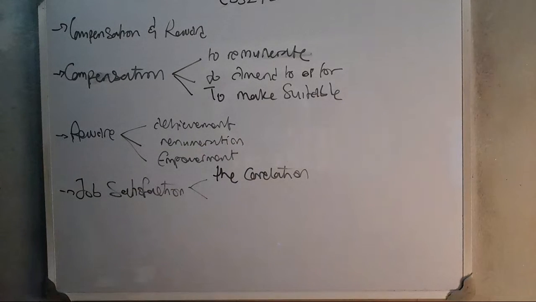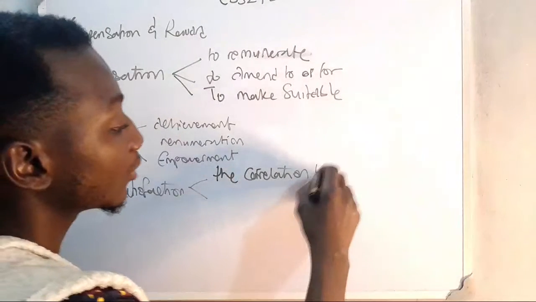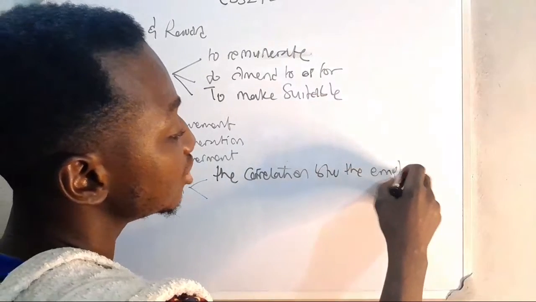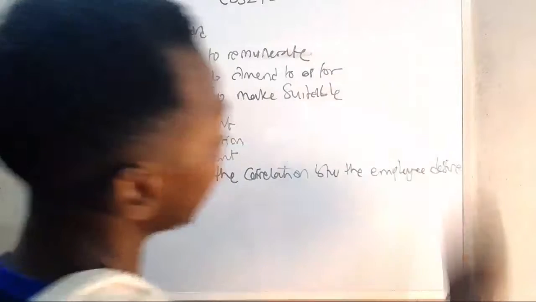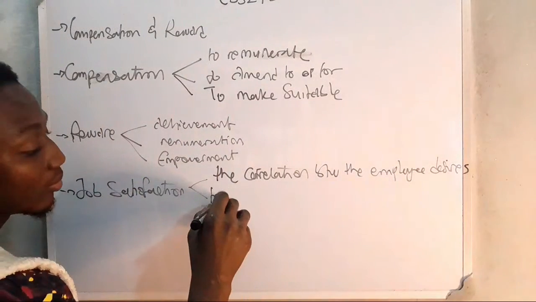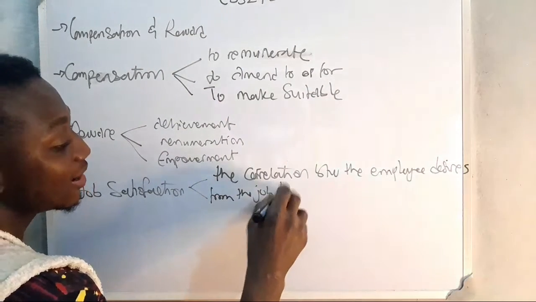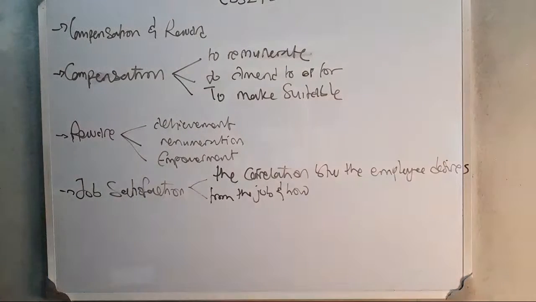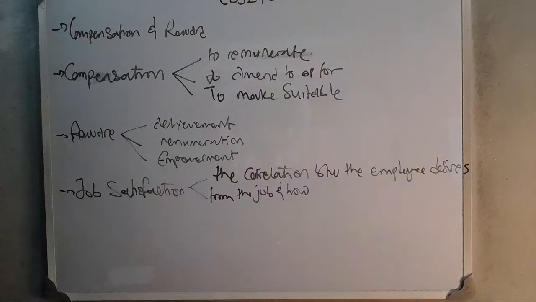As I said here, it is a correlation between the employee desires and the organization requirements. But let's put it according to what we have in the material. It says here the correlation between what an employee desires from his or her job, and how much, and to what extent the needs of the employee are met.